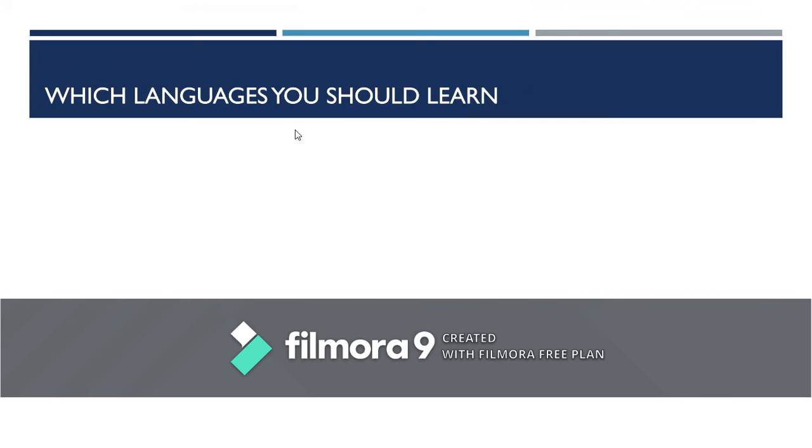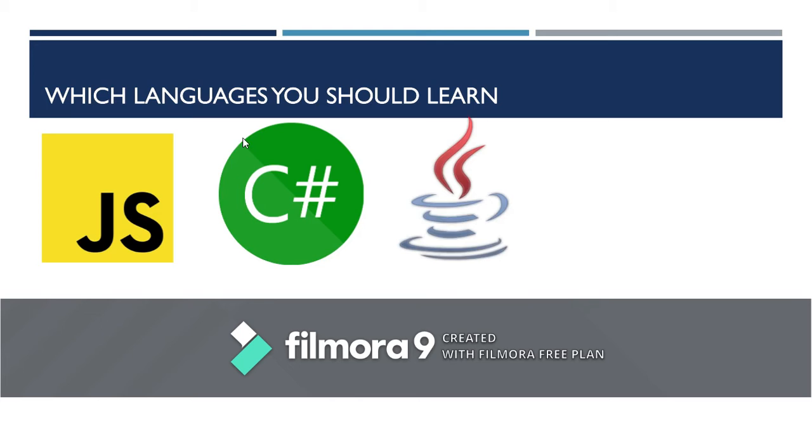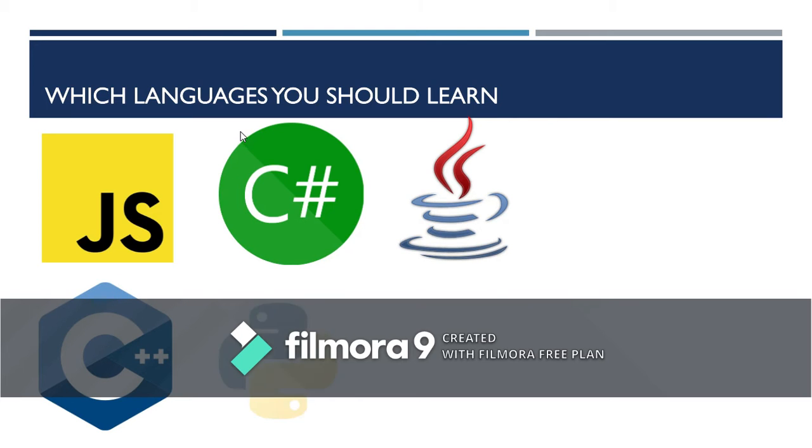Which languages should we choose? There is JavaScript, C#, Java, C++, Python, and PHP. These are the most used languages. If we go to other lesser known languages, we get things like CSS, Node.js, HTML, Kotlin, and so on.